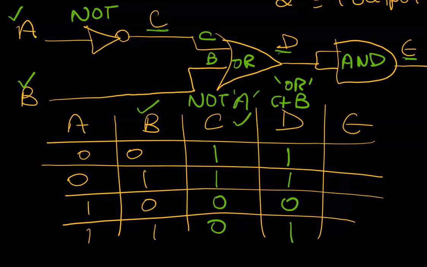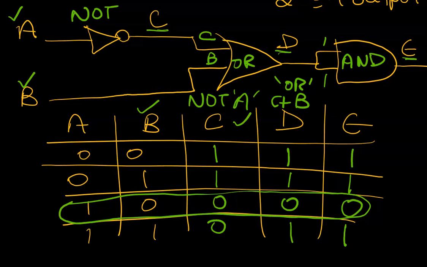Now D is fed to an AND gate, which means that whatever the input of D is, it is doubled. So if D is 1, here is 1 and here is 1. So 1 and 1 gives me 1, 1 and 1 gives me 1, 0 and 0 gives me 0, 1 and 1 gives me 1. So my output is 1 except when I have this combination where A is 1 and B is 0.